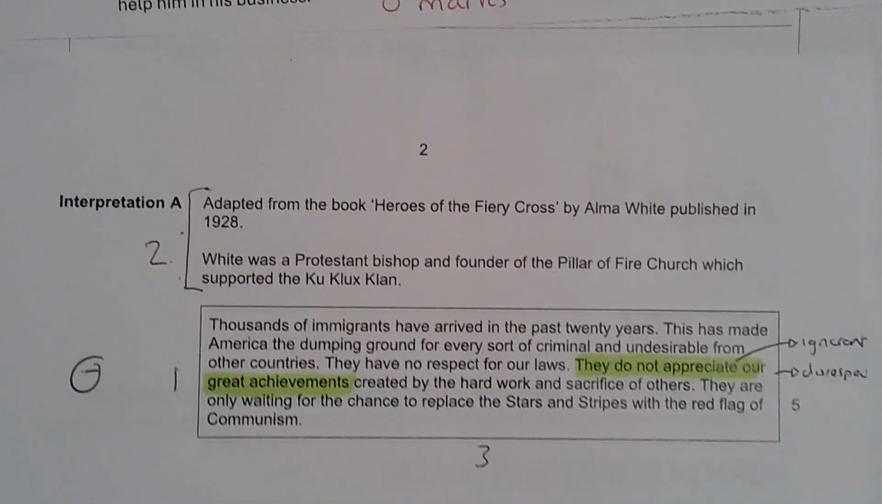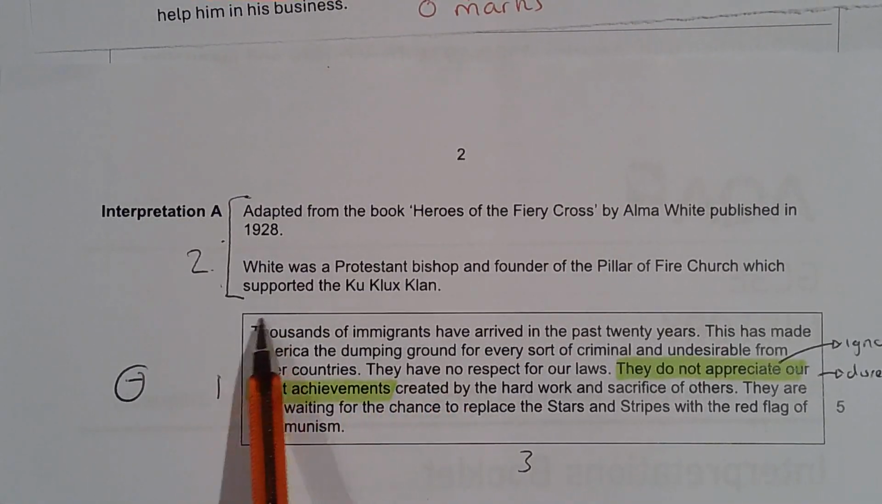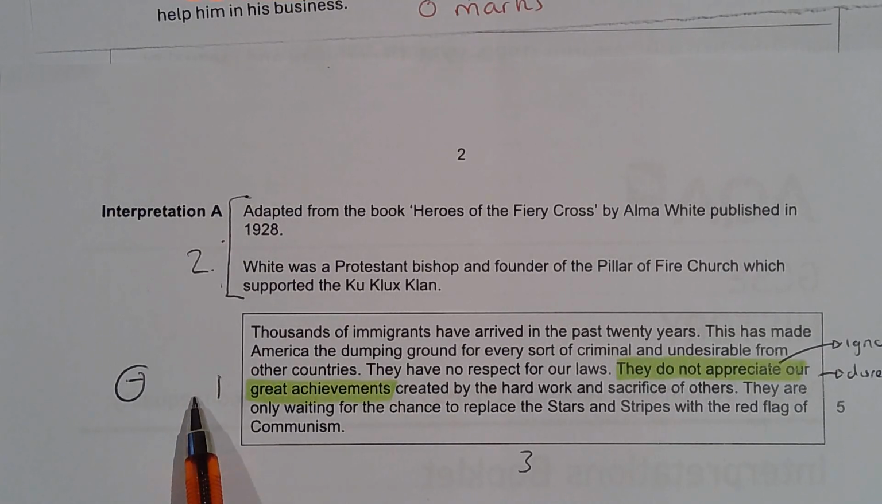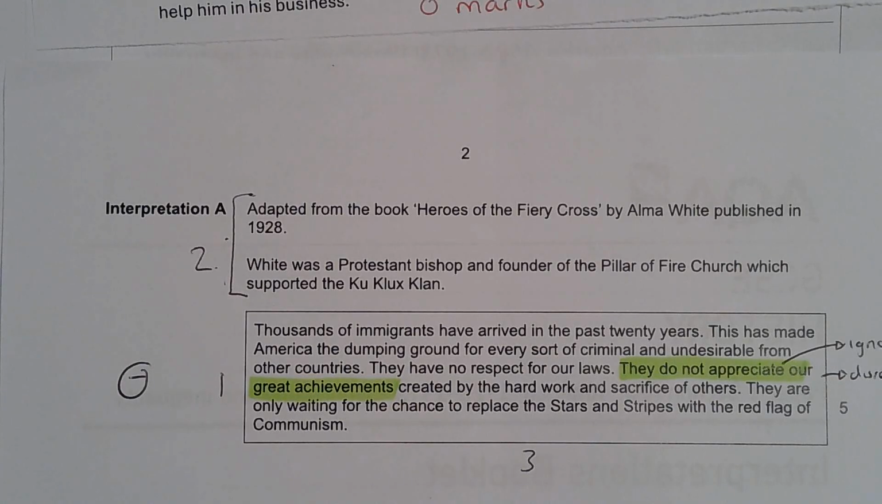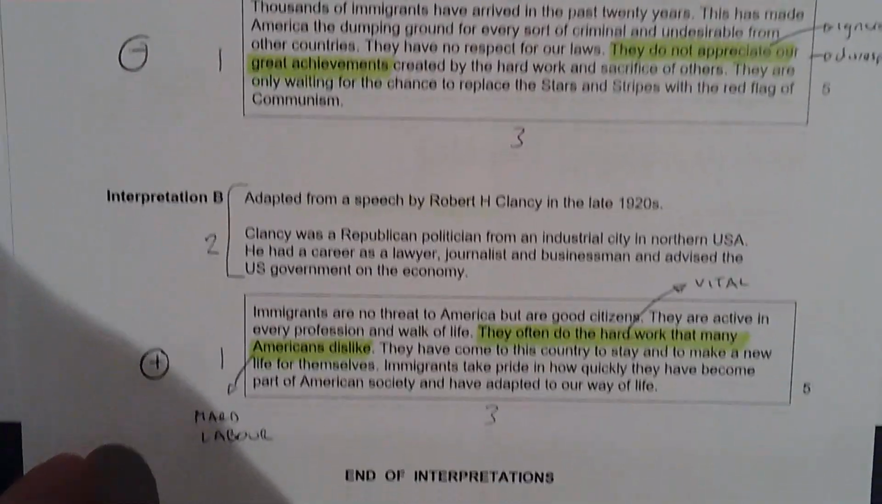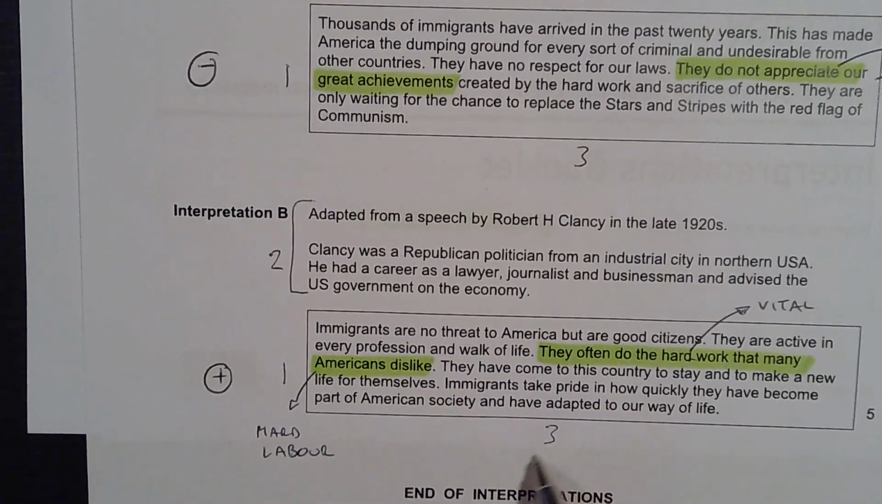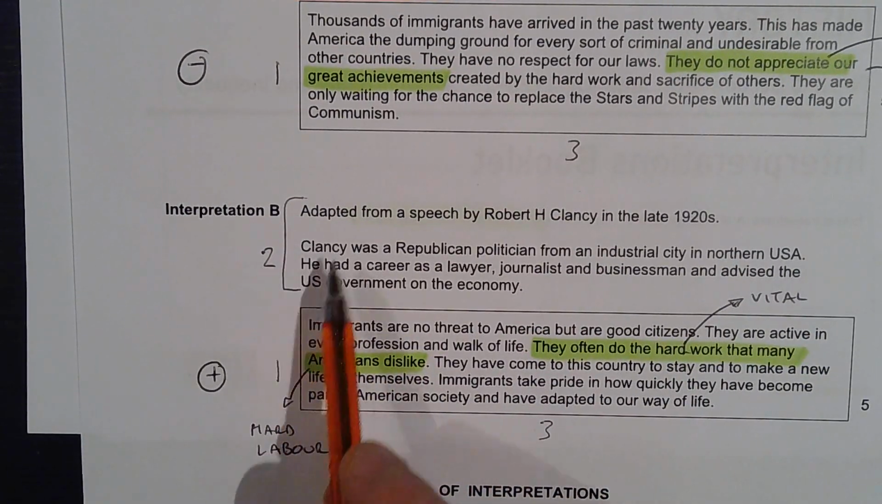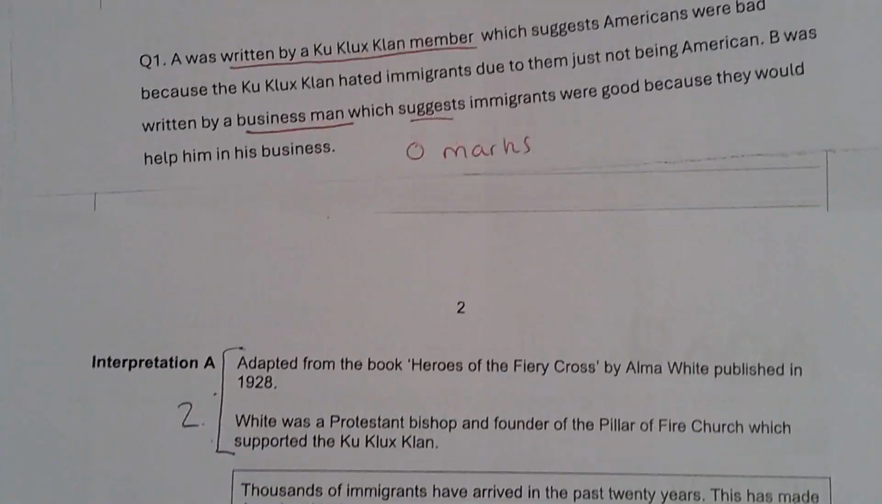So you have to talk about this part for question 1. If you talk about this part, you will get 0 marks. And it is the same for interpretation B. That is why we've done this quick 2, 1, 3, so you know you cannot be talking about 2 here or here for question 1.